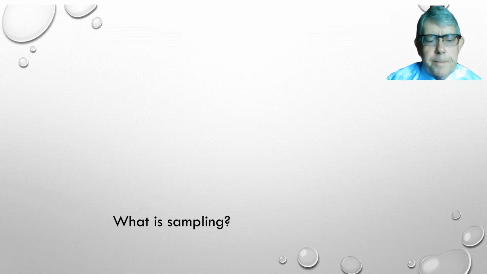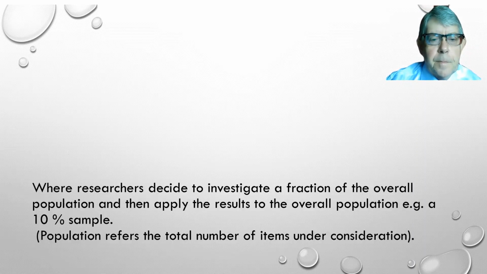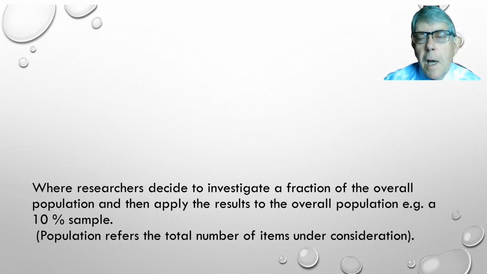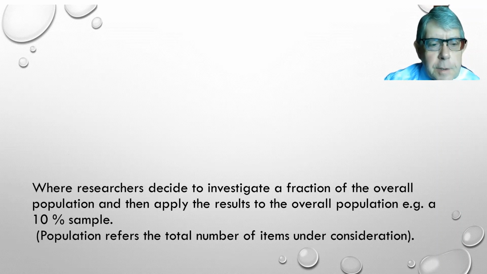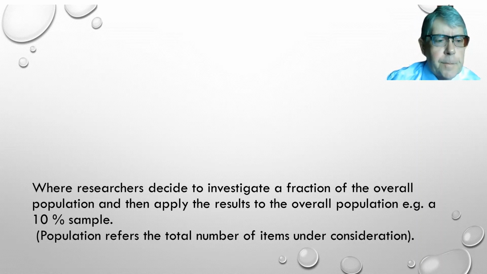What is sampling? Where researchers decide to investigate a fraction of the overall population and then apply those results to the overall population. E.g., they might use a 10% sample. The population, incidentally, refers to the total number of items under consideration. It doesn't necessarily have to be people.